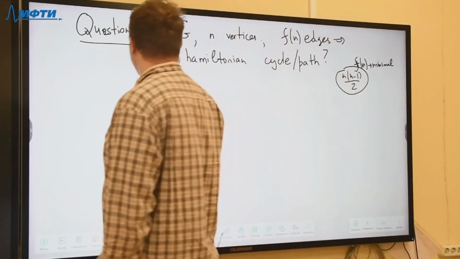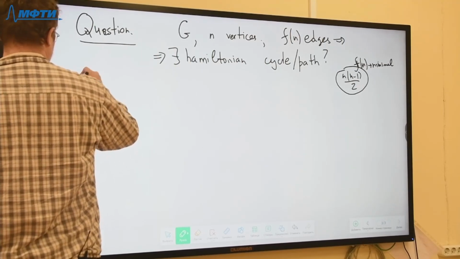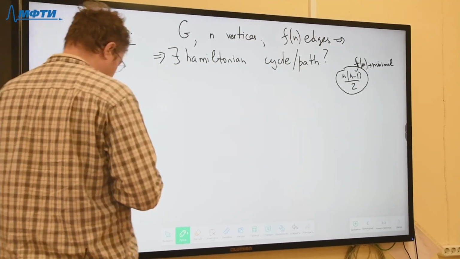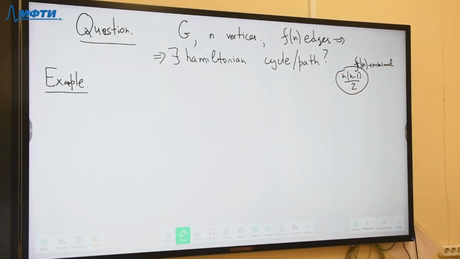But maybe we'll start with examples. I will provide you some examples, and you try to find whether this graph has a Hamiltonian cycle or not.